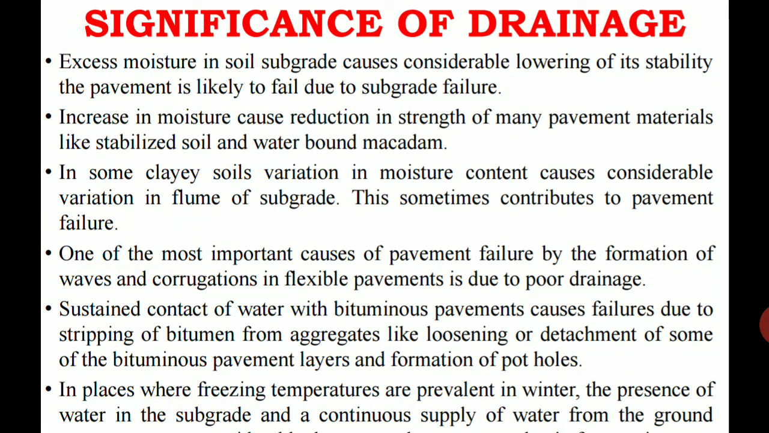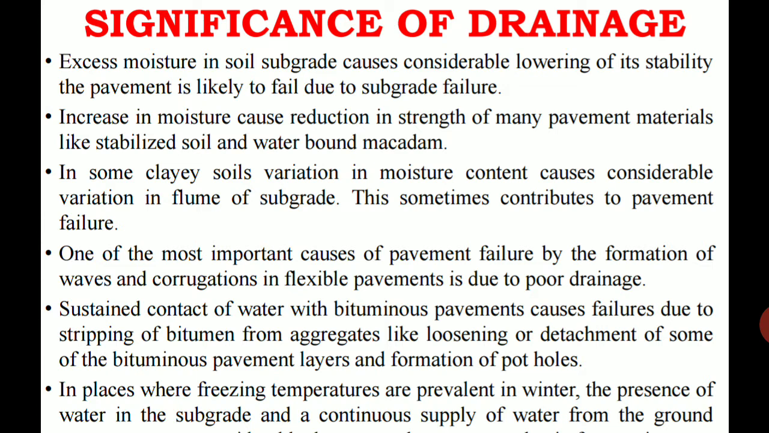And then the second point, that is, an increase in moisture causes a reduction in the strength of many pavement materials like stabilized soil and the water-bound macadam. So if the moisture content is present in those soil particles, it is going to reduce the strength of different pavement materials. Again we need to go for stabilizing of the soil, especially in the water-bound macadam. And in some cases the variations in moisture content cause considerable variations of volume of the subgrade, and this sometimes contributes to the pavement failure also.